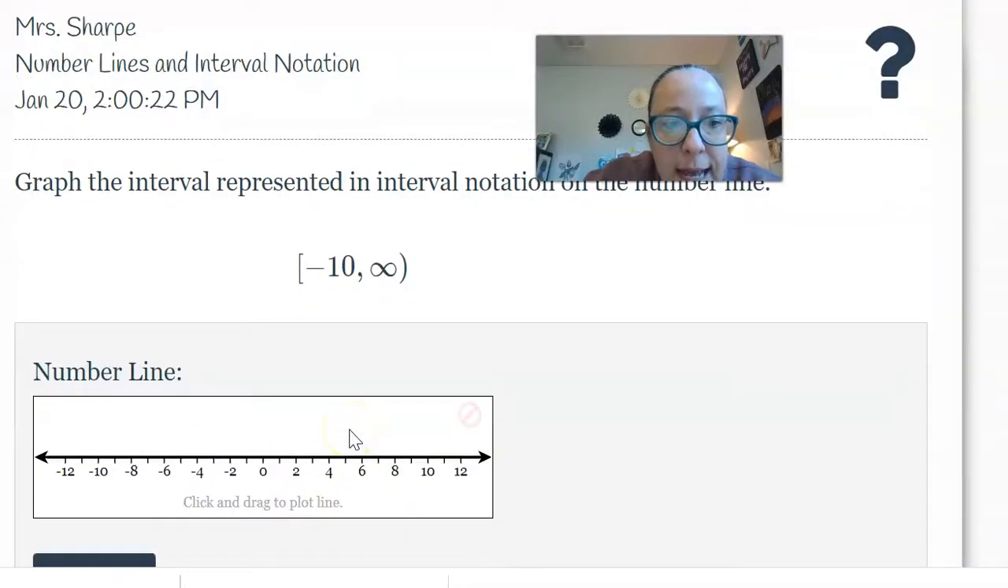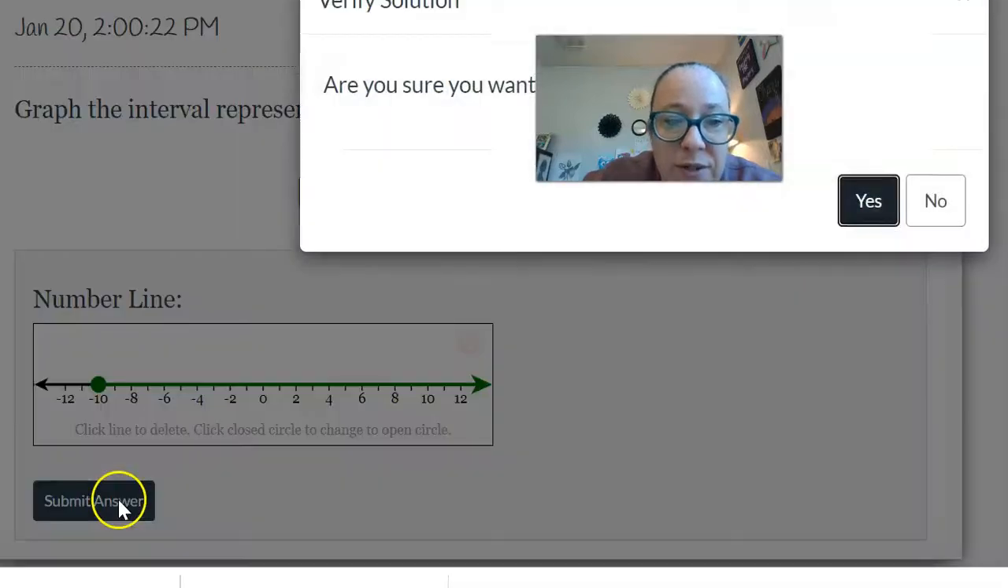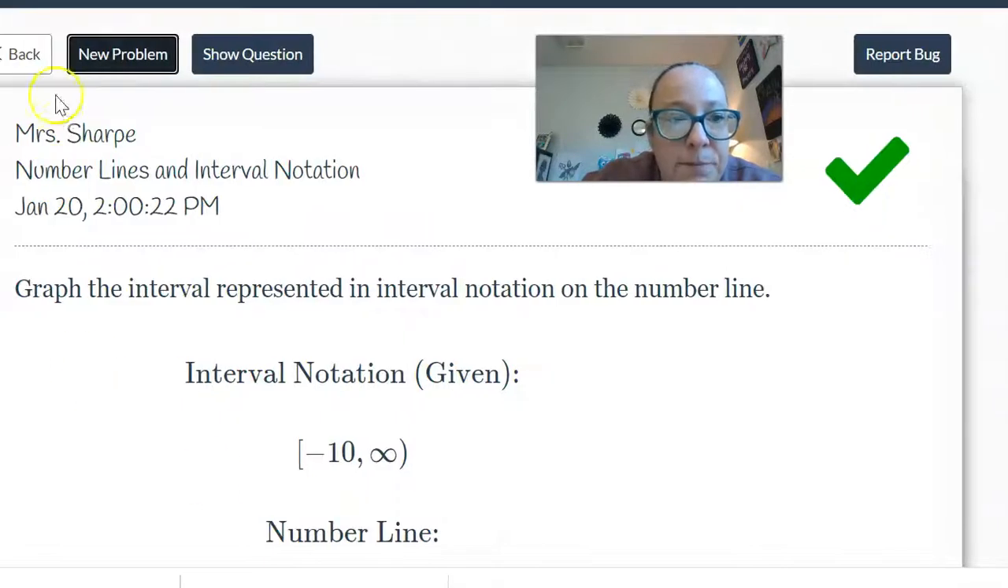Okay, what about this? Negative 10 to infinity. So that means it's going to go, remember that number on the left is where you start, and it goes on forever. It's unbounded to the right, it's bounded to the left. It has a bracket, so that's a closed circle. If it were open, it says click the closed circle to change it to an open circle. But this one's not that.